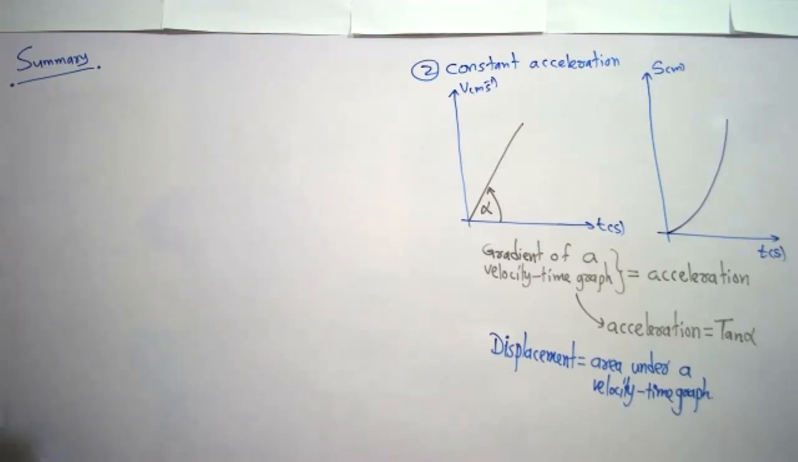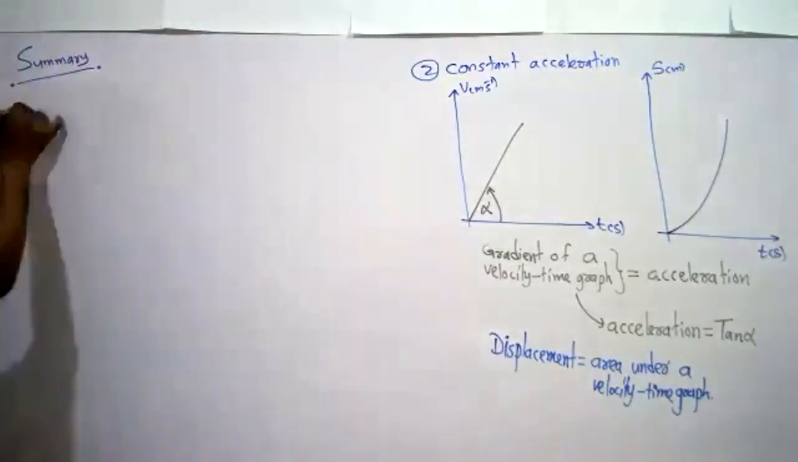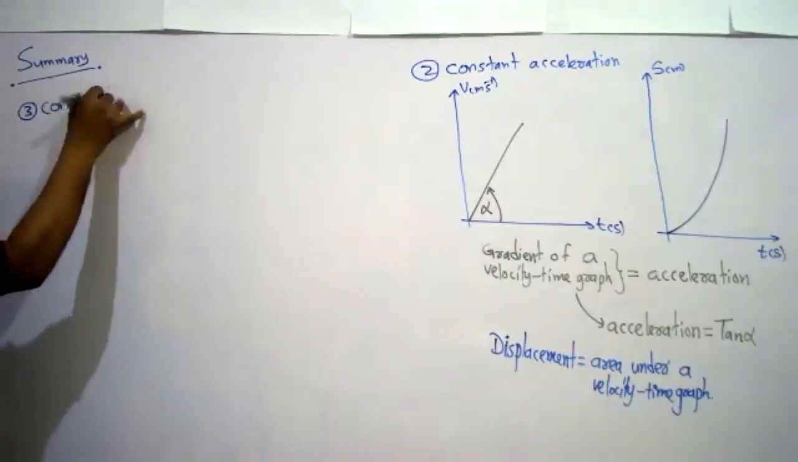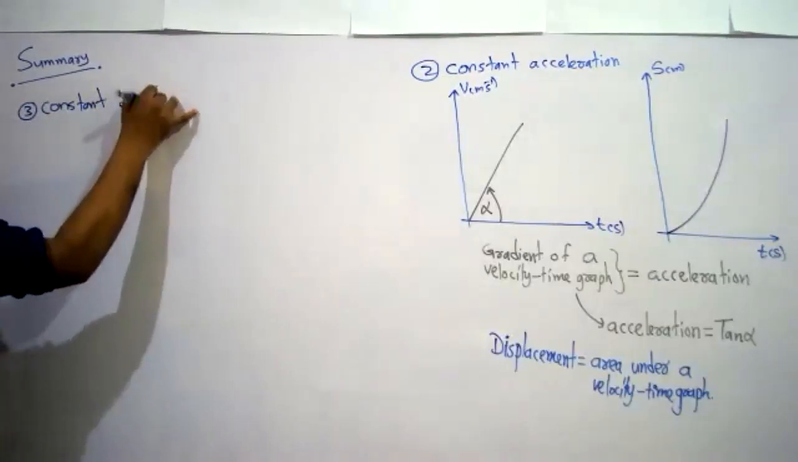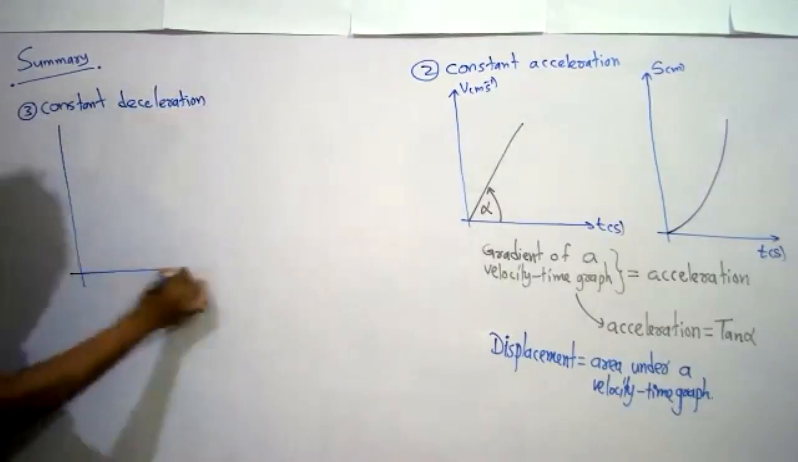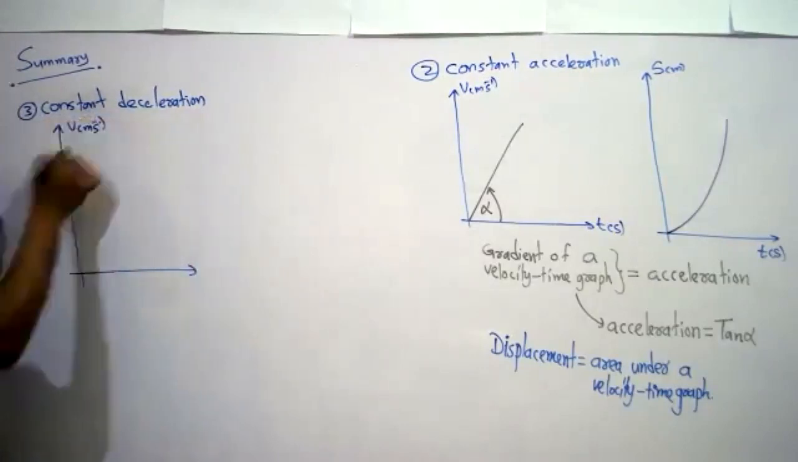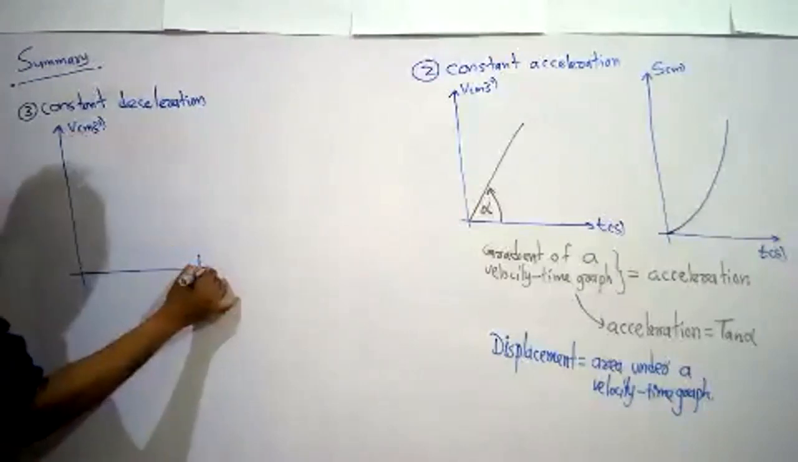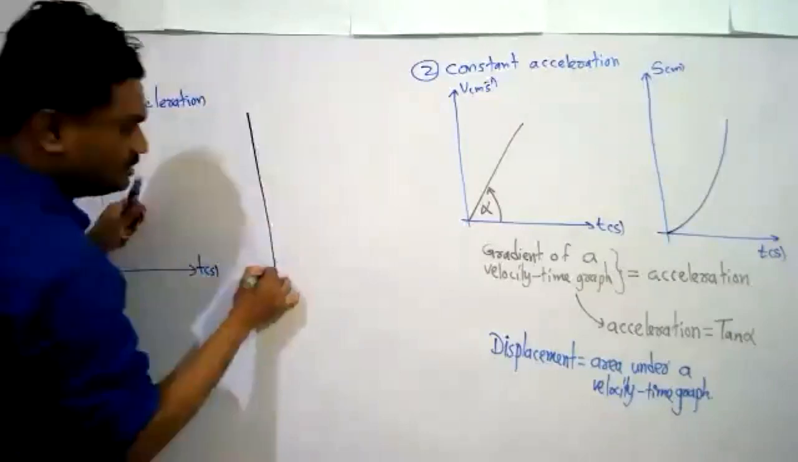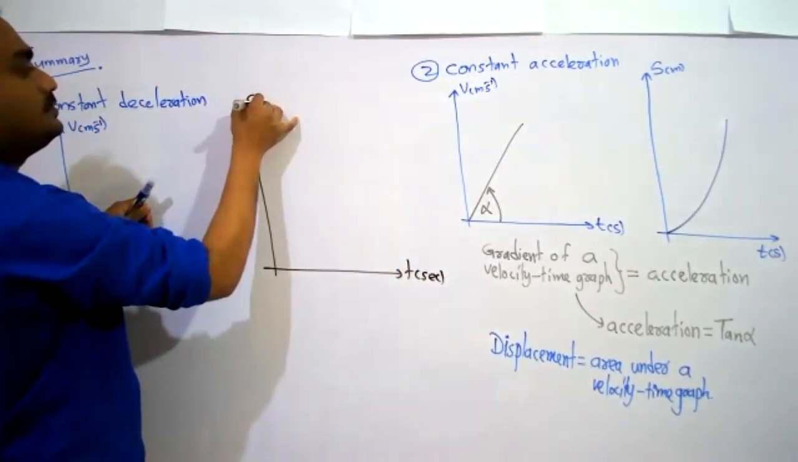Right. The third and last two graphs, the third set. Look at the board. How do you represent constant deceleration? Constant deceleration in a velocity time graph. How do you represent constant deceleration in a velocity time graph, and how do you represent the same constant deceleration in a displacement time graph? That's what we are going to learn.